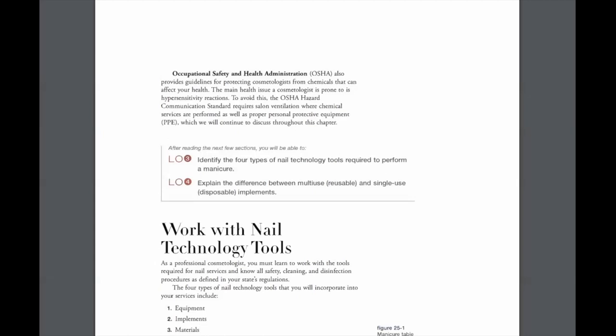Equipment. Equipment includes all of the permanent tools that are not implements that are used to perform a nail service. So these don't leave. You don't have to throw them in the trash or remove them from their stationary position to disinfect, sanitize, or sterilize them. These are permanent tools that you use.